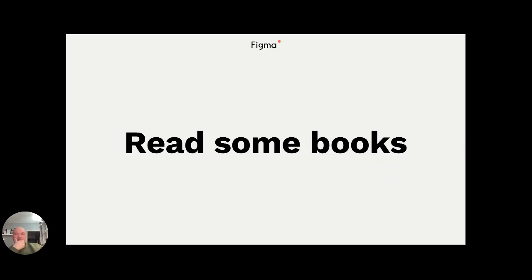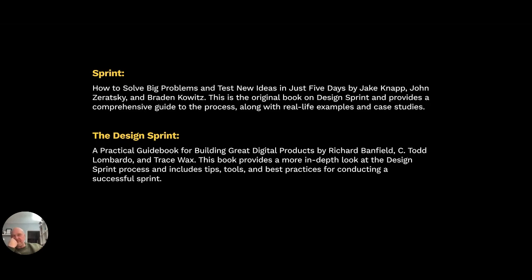And as I mentioned, the books. There's 5 books, yeah. The first one is already known to everybody. It's basically The Sprint by Jake Knapp and the rest of the gang. It's the original book of design sprint, and what is design sprint, and everything we went through today is described and set by him. The other one is also Design Sprint, a practical guidebook for building great digital products by Richard Banfield and the rest of the gang.